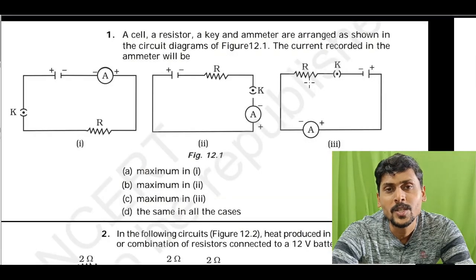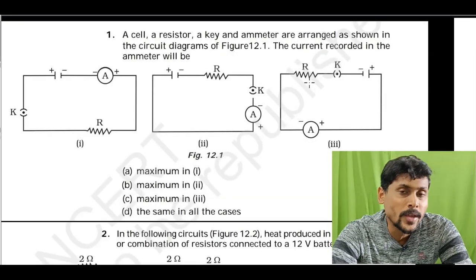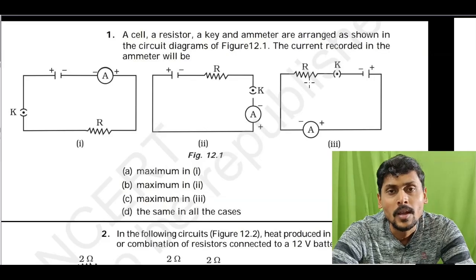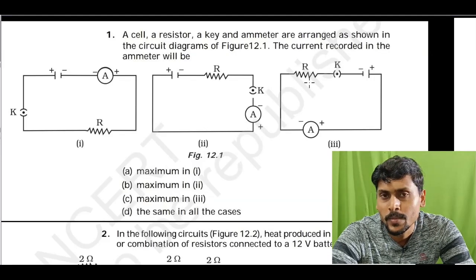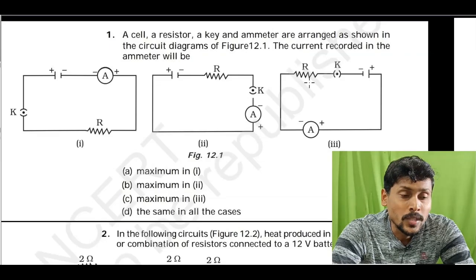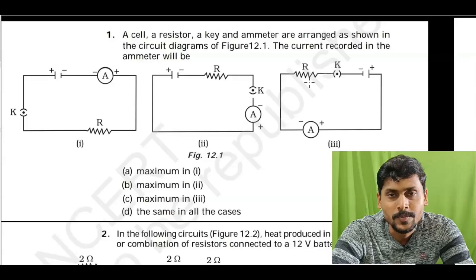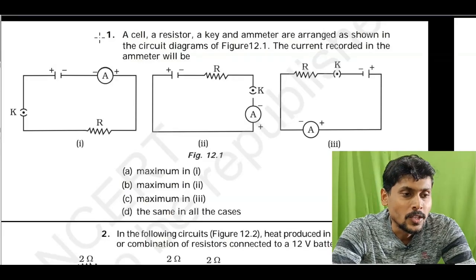Hello everyone, this is Cbse and in this video we are going to solve few questions from the Ncert Exemplar book, and these questions are from the chapter electricity. So this video is going to be very useful for your board exam preparation. So let's begin. So look at the first question.